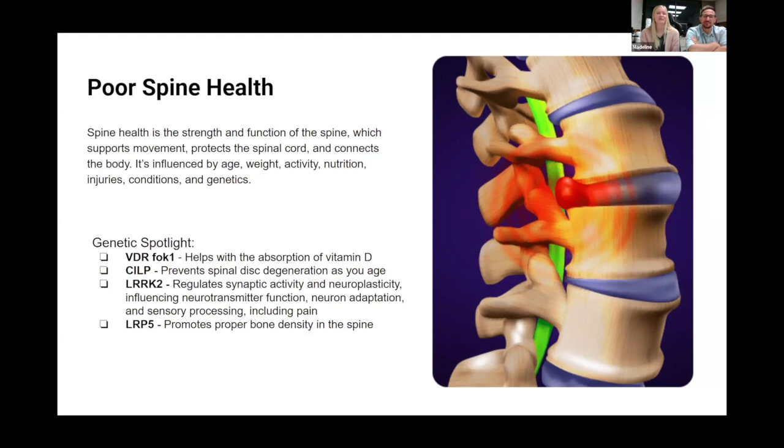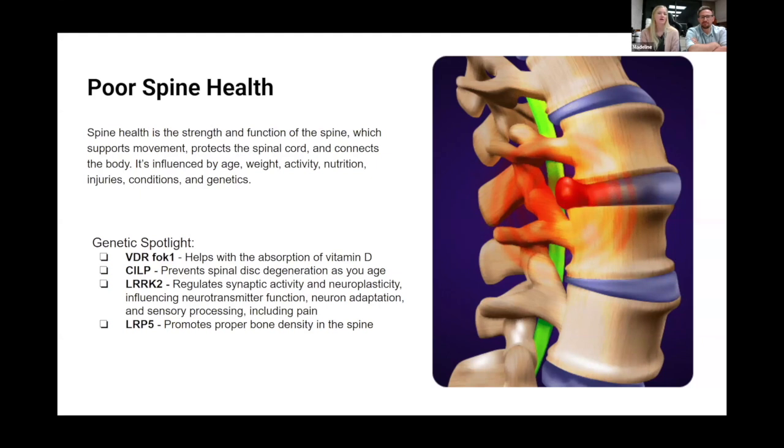And so there's a lot of components that go into spine health. So there's the bones, there's the discs, and lots of ligaments, and then of course the spinal cord, most importantly. And so again, like we talked about before with the bone health, we're focusing on the VDR gene, and that helps with the absorption of vitamin D again, which helps with the absorption of calcium to protect your bones, because bone degeneration can happen in any bone. And so protecting the density of your bones in your spine is really important.